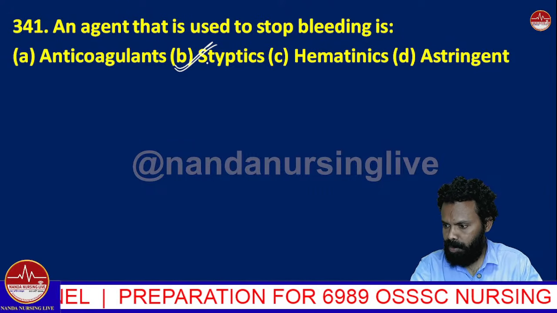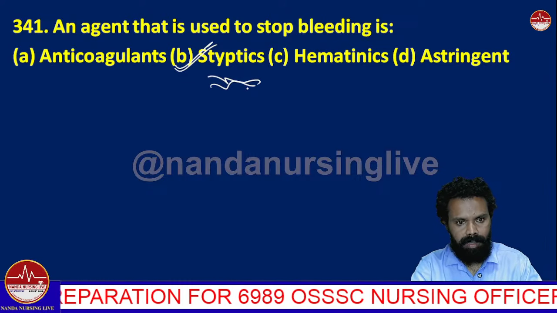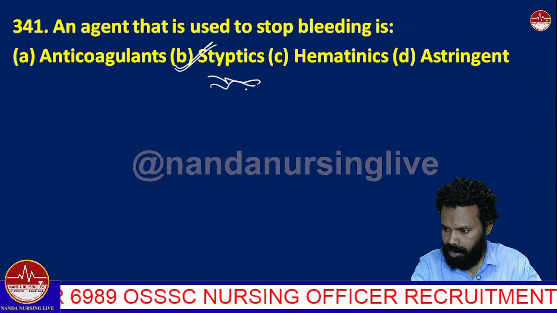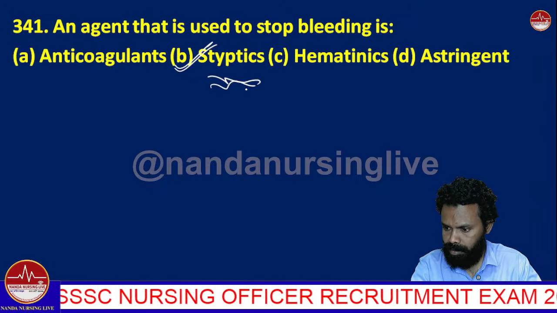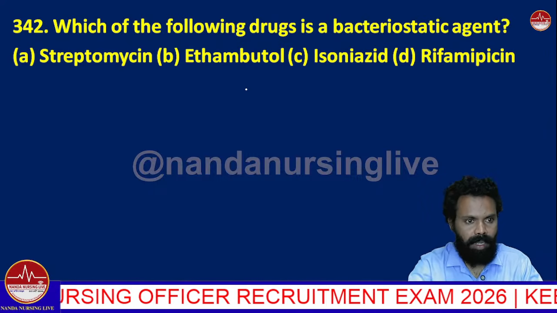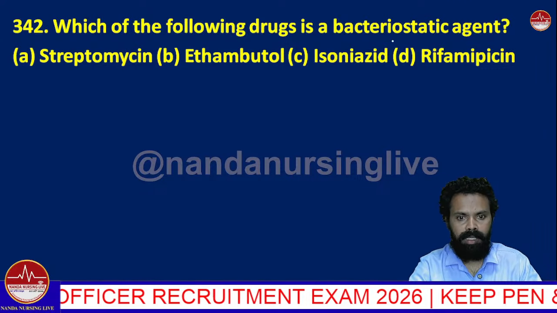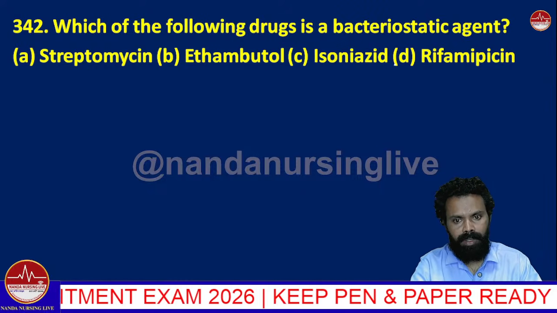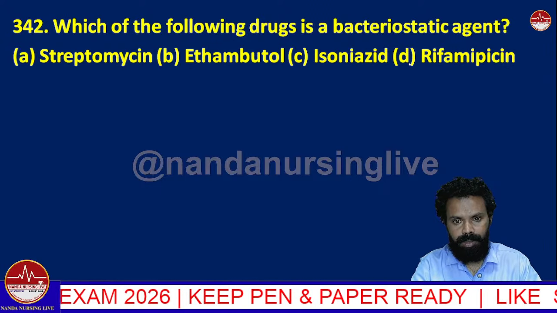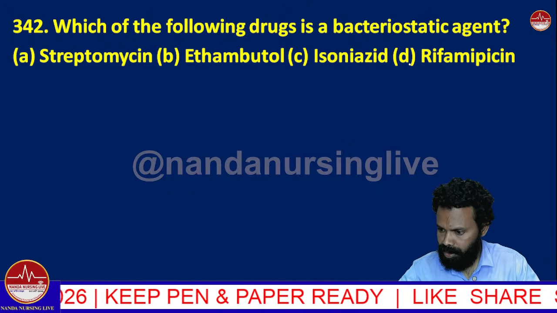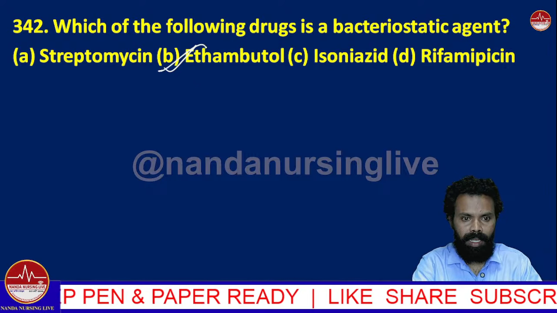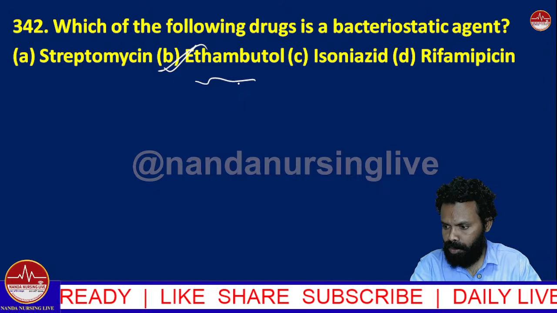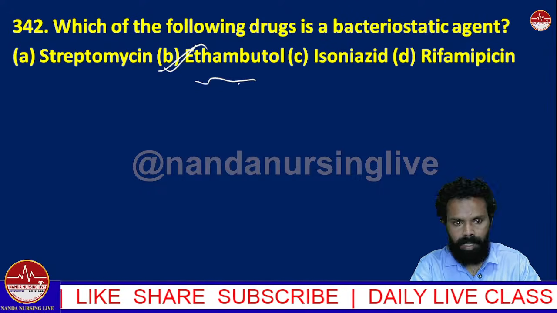An agent used to stop bleeding is called styptics, beta. A styptic is a substance that helps to stop bleeding. Right, option B is the correct answer. Next question number 342: which of the following drugs is a bacteriostatic agent? Option A streptomycin, option B ethambutol, option C isoniazid, option D rifampicin. So option B is the correct answer. Ethambutol is a bacteriostatic agent, beta, and it inhibits the growth of Mycobacterium tuberculosis, right? Option B is the correct answer.